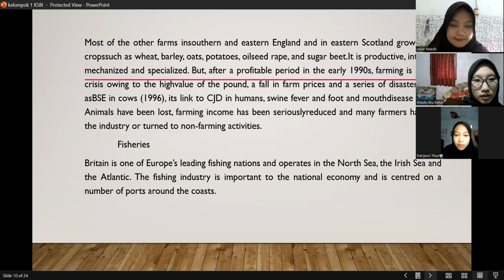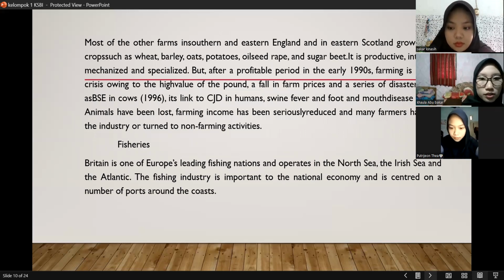Most of the farms in southern and eastern England and eastern Scotland grow arable crops such as wheat, barley, oats, potatoes, oilseed rape, and sugar beet. It is productive, intensively mechanized and specialized.